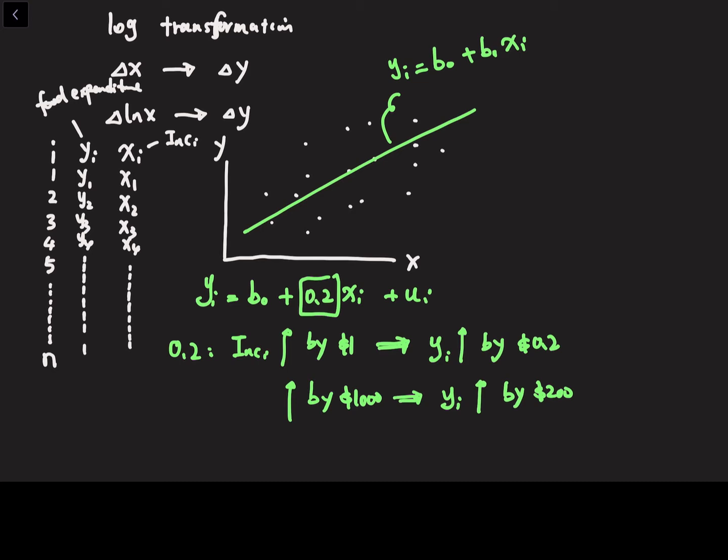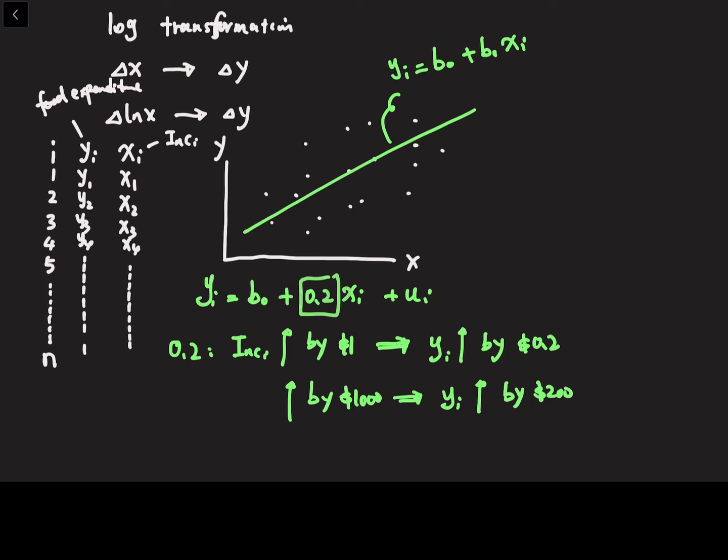A unit change in x is associated with a 0.2 unit change in y. But here, the unit is dollars, so x increased by $1 and y increased by $0.2, or x increased by $1,000 and y increased by 1,000 times 0.2, which is $200, right? That's how we interpret this coefficient. It does give us the relationship between x and y, but let's look at whether it makes sense in the real world.